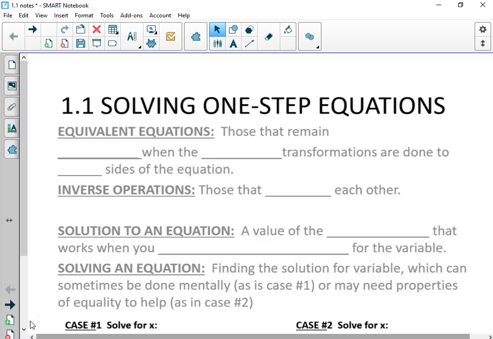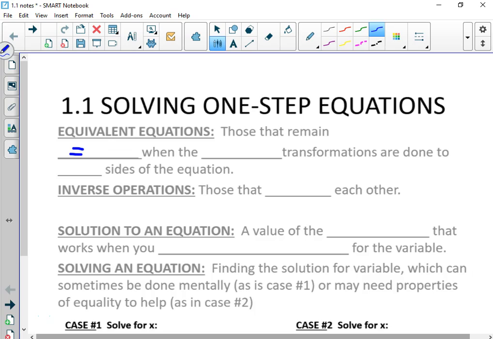Okay? So there's these things called expressions and there's equations. An expression is x plus 5. Just something like that. 2x. 2x minus z. Those are expressions. Once you throw an equal sign in there, now you have an equation. Okay? So, equivalent equations. Those that remain equal.